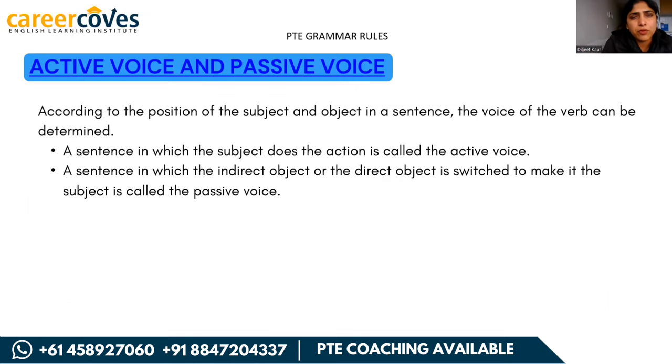Next one is active voice and passive voice. So what are active and passive voice? Sometimes students are confused about how there can be a third form of the verb with am, are, was, or were. With these helping verbs, how can they put the third form of the verb? According to the position of the subject and object in a sentence, the voice of the verb can be determined. A sentence in which the subject does the action is called active voice. But if it is in an indirect way, where the direct object is switched to become the subject, it is called passive voice.